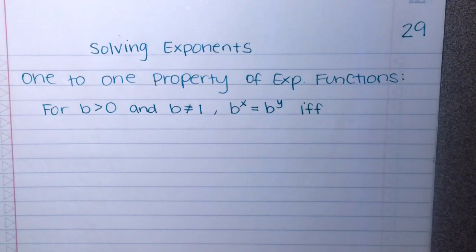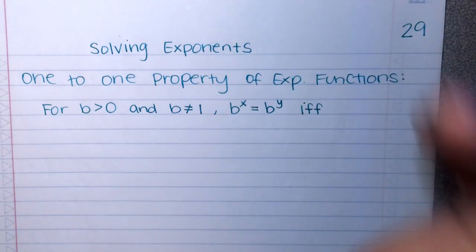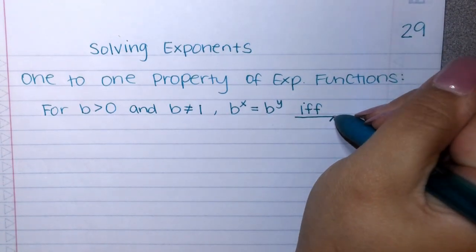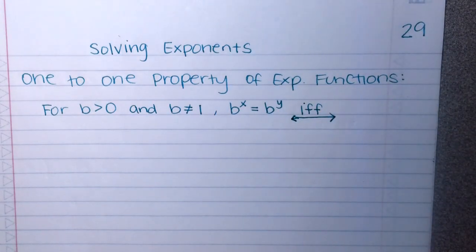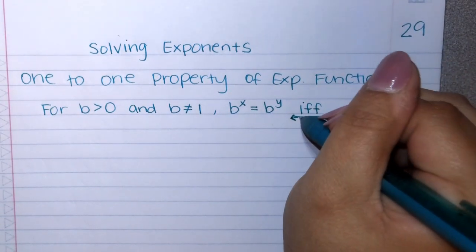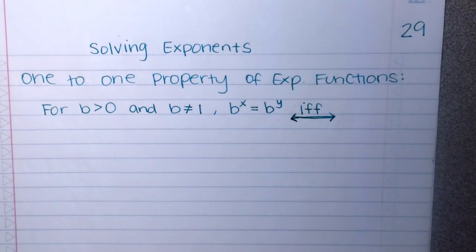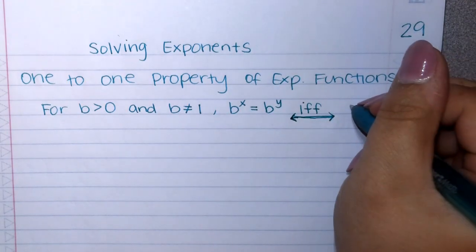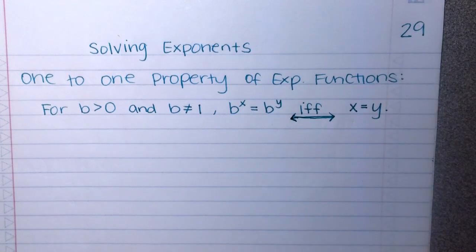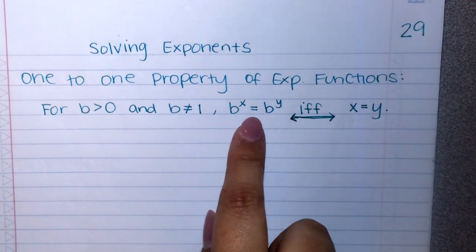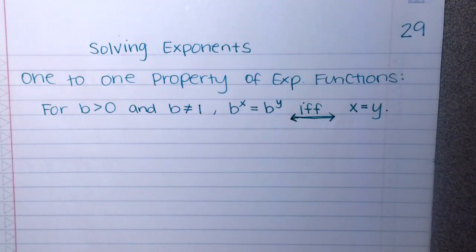Do y'all remember what a biconditional is? Absolutely not. It means you can read your conditional forward or backwards. So this is true both directions. The converse and the conditional are true. So b to the x equals b to the y if and only if x equals y.